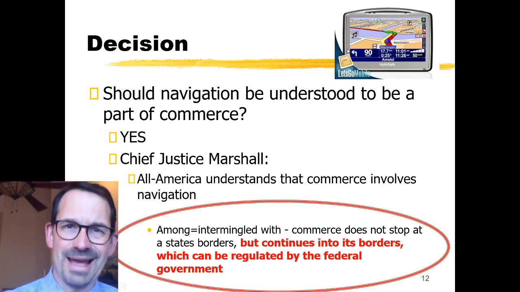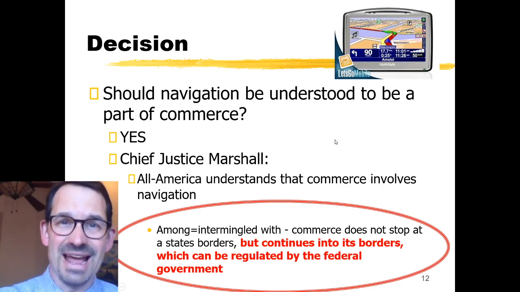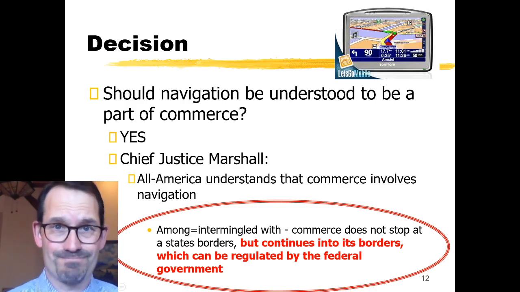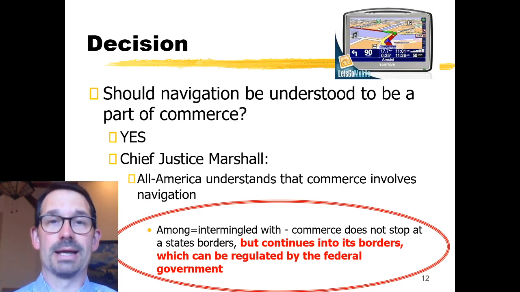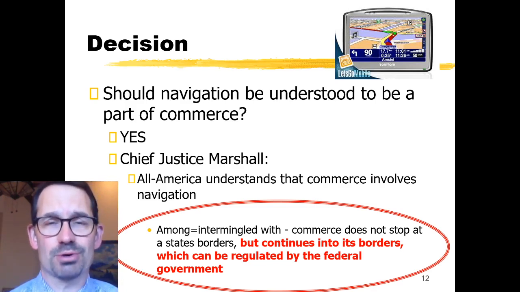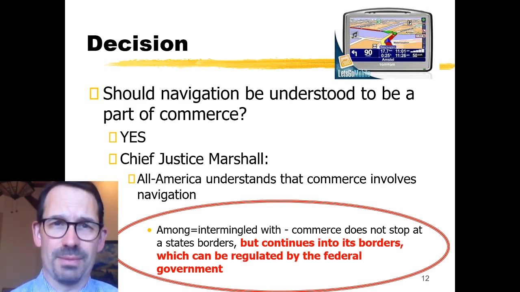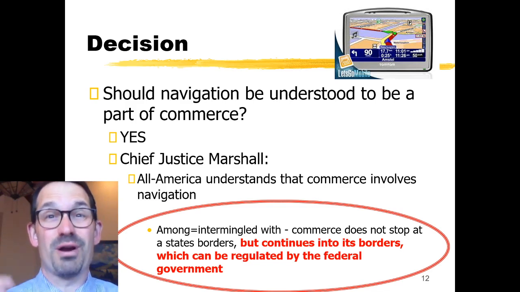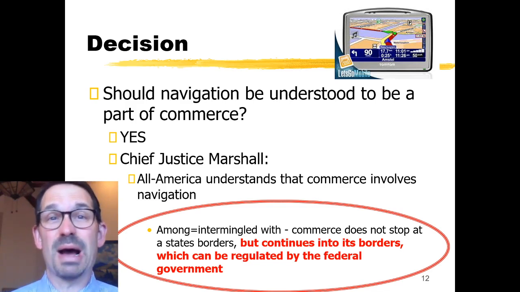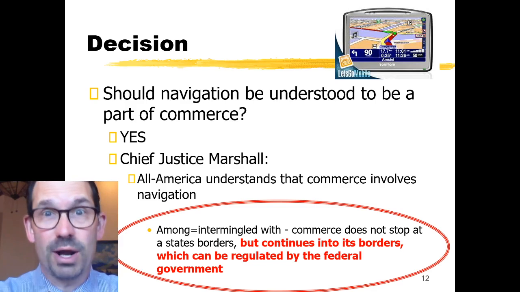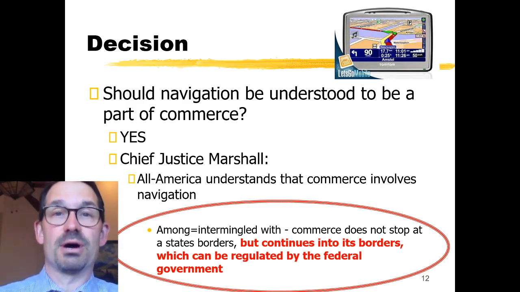Now, I don't mean navigation using your phone. I mean navigation on water. This is a big deal, okay? Anything that travels across state lines now is regulated by the national government. This is where the Environmental Protection Agency gets its power from. Air and water cross state lines. This is a Commerce Clause thing, right?